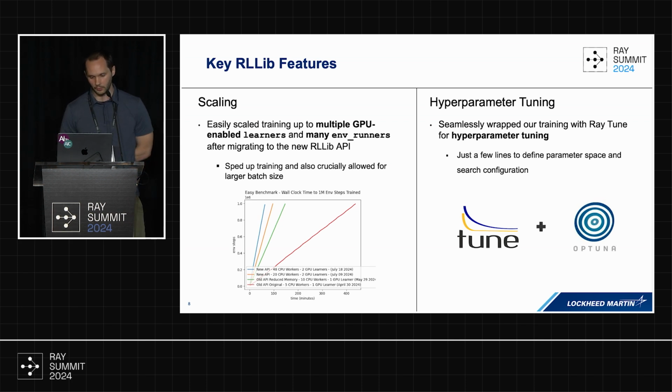We also use Ray Tune, which works really nicely with RLlib. So it's just a couple of additional lines of config to run our full pipeline with hyperparameter tuning on top of it. So that's been great to work with also.